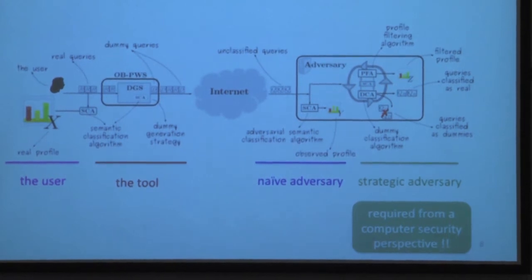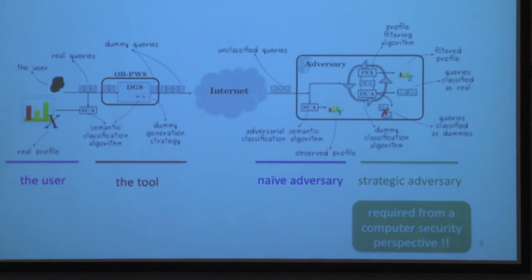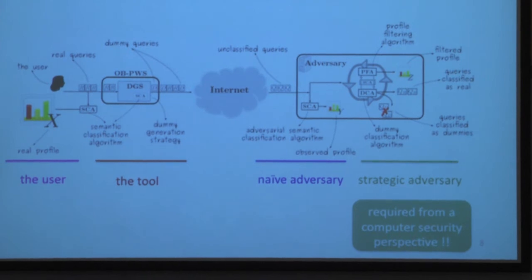But if I, for example, know that the tool is going to increase popular categories and sports is a very popular category, then I can say, okay, I will reduce the weight of sports in the filtered profile with respect to the observed profile, because I know it has been artificially inflated. That's one example. Usually when you get the results, you do something with them.